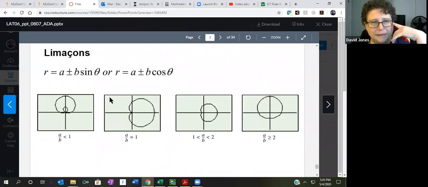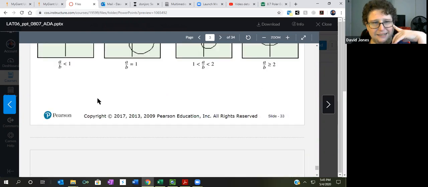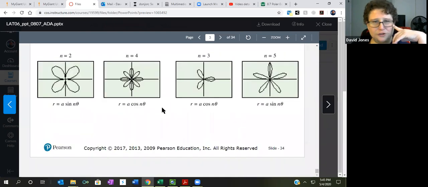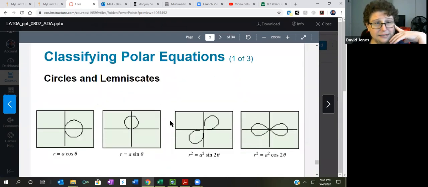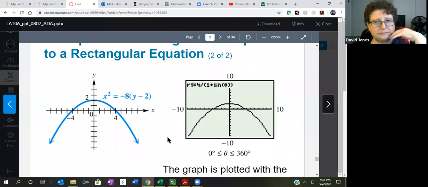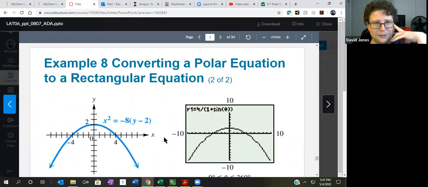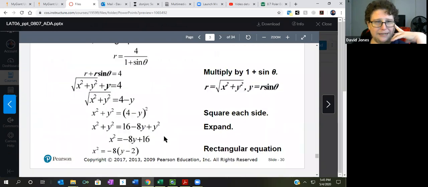So it shows things called limacons where it looks like a peach. It's got like a peach shape. But if the fraction dips below 1, it now starts going on the inside. It's called a limacon. The rose curves we were looking at, we looked at those. Circles are just by themselves. Lemniscates make this infinity symbol. And this looks at writing polar and rectangular and other forms.